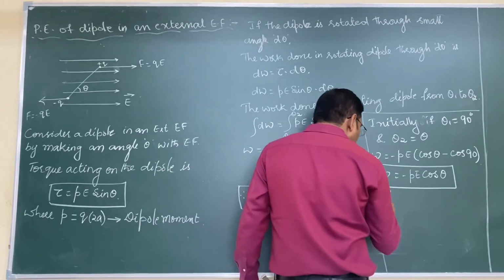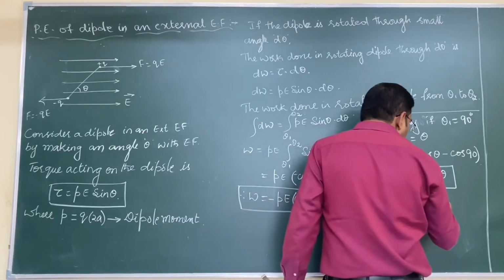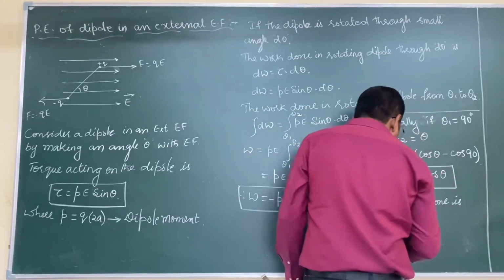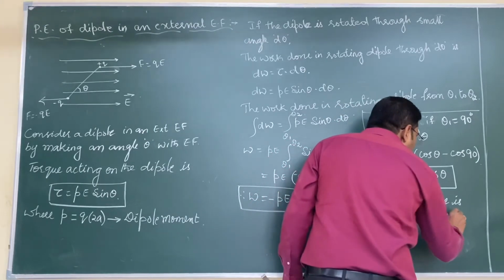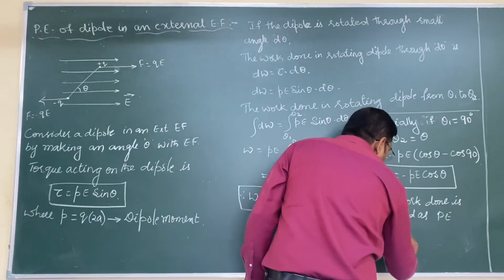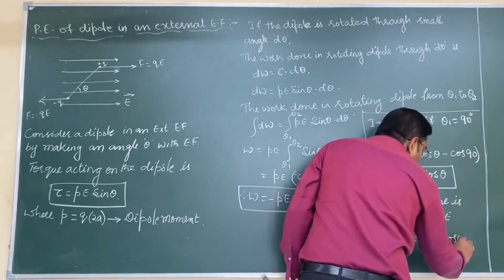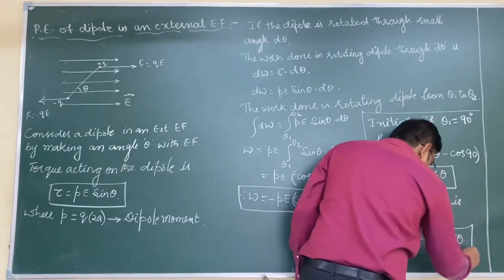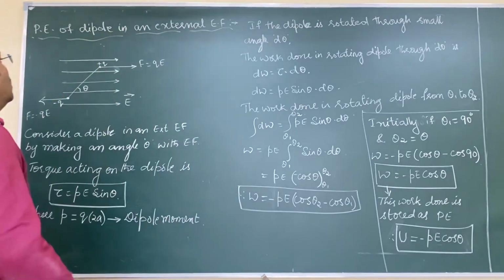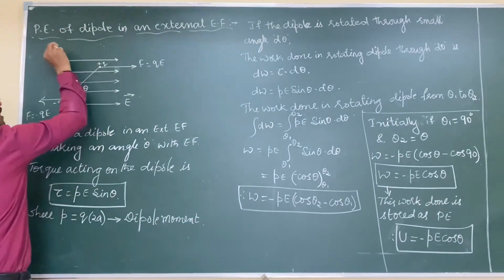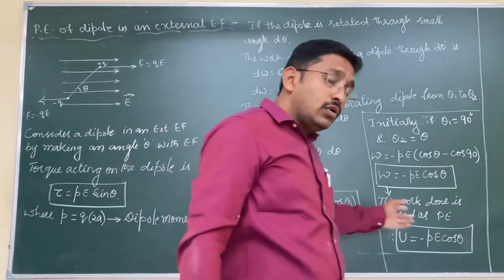Now this work done is stored as potential energy. Therefore U is equal to minus p e cos theta. This is the formula for the potential energy of a dipole in an external electric field. Okay, I hope you understand this.